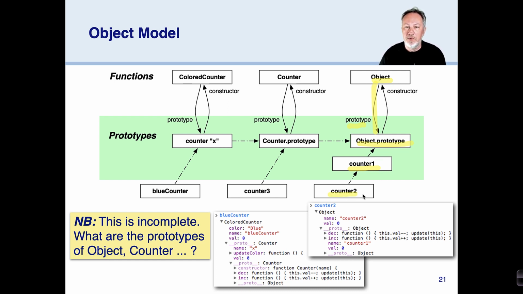Counter 2 we created with counter 1 as its prototype. So again, this is the prototype arrow. Counter 2 has the state, a value and name, and it has as its prototype counter 1, and counter 1 is holding the dec and inc methods, and has as its prototype Object.prototype. So in a sense, counter 1 is kind of playing the role of the class for counter 2, but it's just a plain object. So it's a repository of these methods that we don't have to duplicate because they'll be the same for all objects.